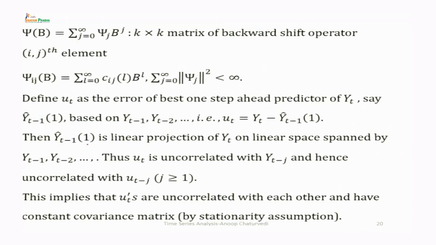Then y hat t minus 1 1 is the linear projection of y t on the linear space spanned by y t minus 1, y t minus 2, and so on. Actually, y hat t minus 1 1 is a linear function of y t minus 1, y t minus 2, and so on. Further, u t is uncorrelated with y t minus j, and so this is also uncorrelated with u t minus j for all j greater than or equal to 1. And then this implies that all these u t's are uncorrelated with each other, and by the stationarity assumption we also observe that all these have constant covariance matrix.